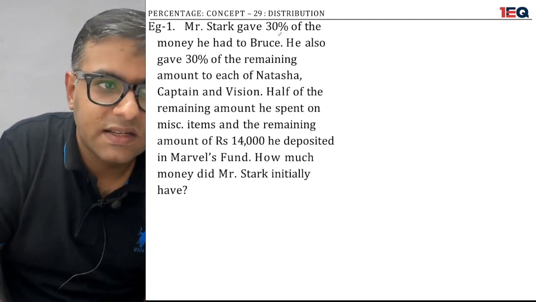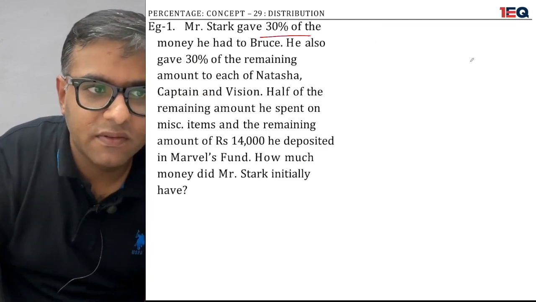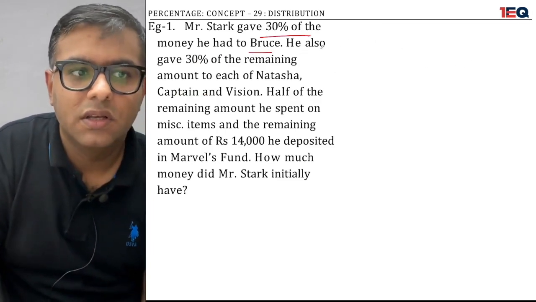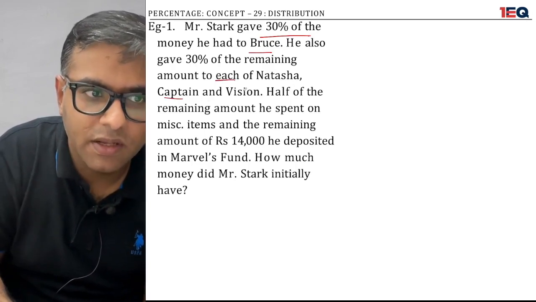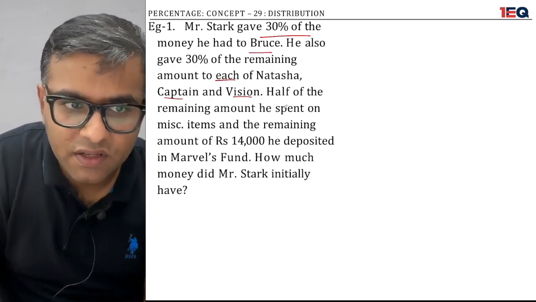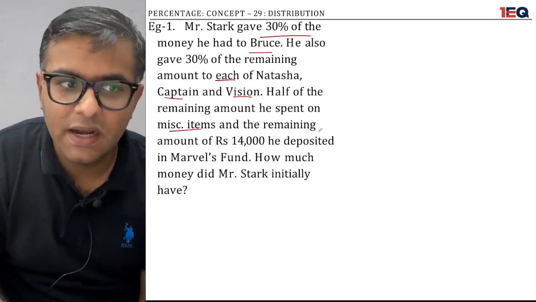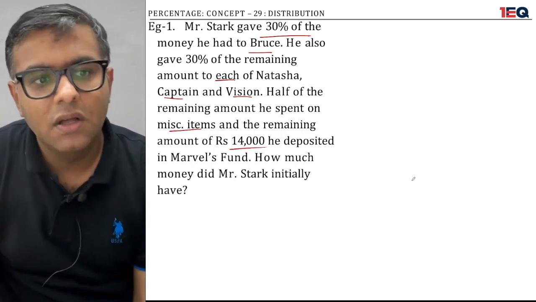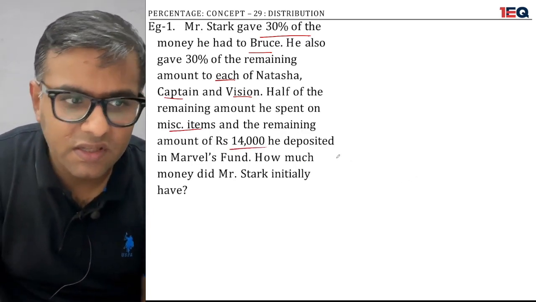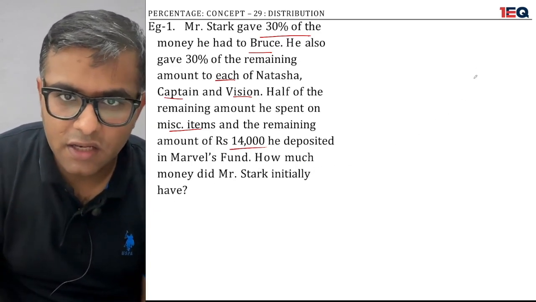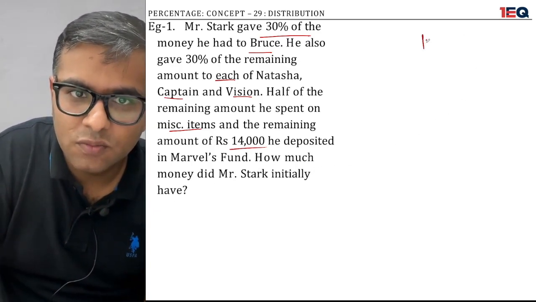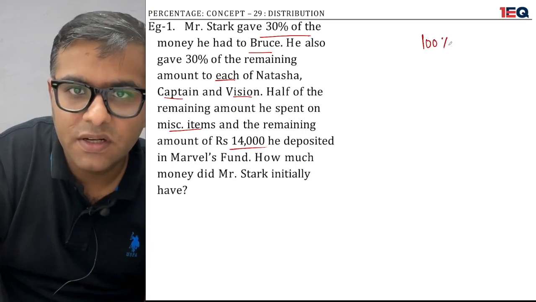Okay, it says Mr. Stark gave 30% of the money he had to Bruce. He also gave 30% of the remaining amount to each of Natasha, Captain, and Vision. Half of the remaining amount he spent on miscellaneous items, and the remaining amount, 14,000, he deposited in Marvel's fund. How much money did Mr. Stark initially have? So let's assume he had a pool of 100% money.